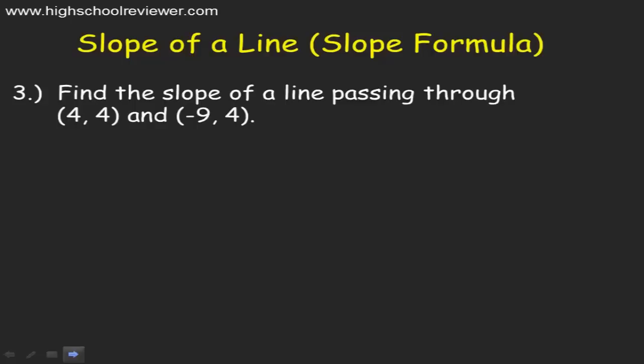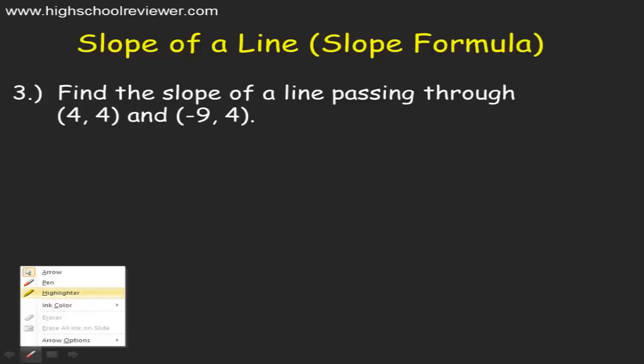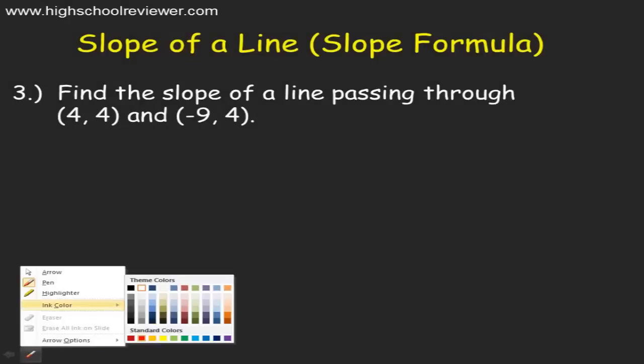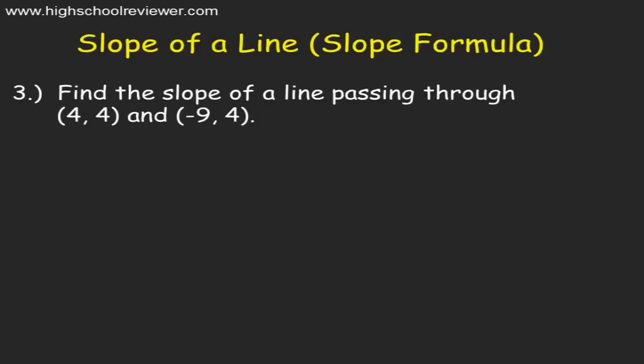Problem number 3. Find the slope of a line passing through points positive 4 and 4 and point negative 9 and positive 4. Let us identify the values of x and y on the 2 points. On our first point, positive 4 is x sub 1, and another positive 4 is y sub 1. On the second point, negative 9 is our x sub 2, and positive 4 is our y sub 2.